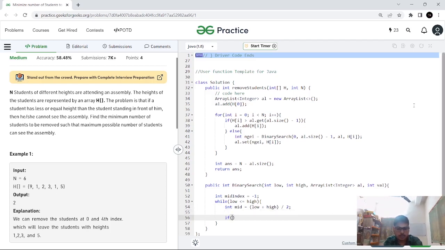Then I am checking array list dot get mid. So my mid element in the array list, is it greater than my value? I have to find the just greater element. If it is greater than the value, then it's maybe my answer, but not the actual answer. There may be 11, 12, 13 and 10 also in the array list. I am finding 10, but I got an index where the element is 11. So 11 is greater than 6, but not the next greater, just greater. So it is a greater element, not just greater, so I am not done yet. I have to keep searching.